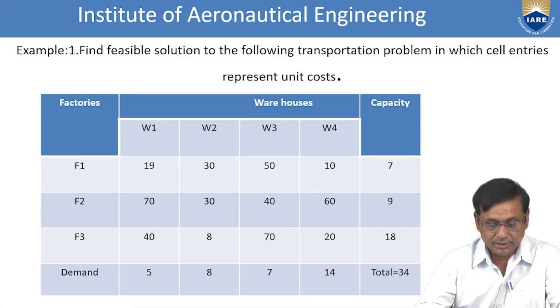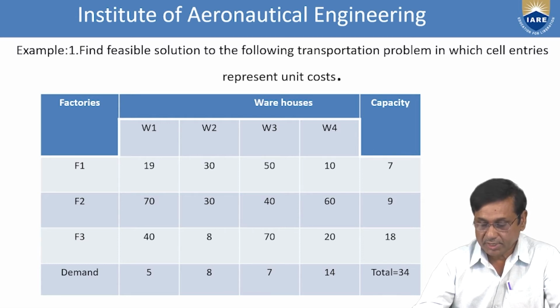Similarly, 30 indicates the cost required to transfer one unit of the product from factory 1 to warehouse 2. And here the capacity is 7. So at factory 1, the total number of units available is 7. At factory 2, the total number of units available is 9. At factory 3, the total number of units available is 18.